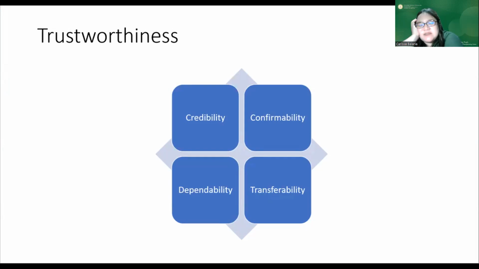Dependability. The consistency and stability here. So, how is it dependable? By making sure you put down the entire step-by-step process that you did. So, if anyone tries to redo it, they will arrive at the same results. And place in the appendices all your findings. That's how you do dependability. Then last is confirmability. You can do that by member checking and by placing your reflexivity process at the end, as well as in the appendices, all your results are also there.